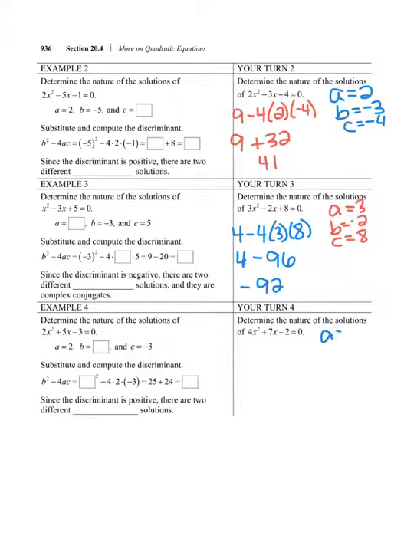And your turn 4, determine the nature of the solutions. So a is 4, b is 7, c is negative 2. So b squared minus 4ac. Negative 4 times 4 is negative 16, times negative 2 is positive 32. And so this is going to give me two real solutions.